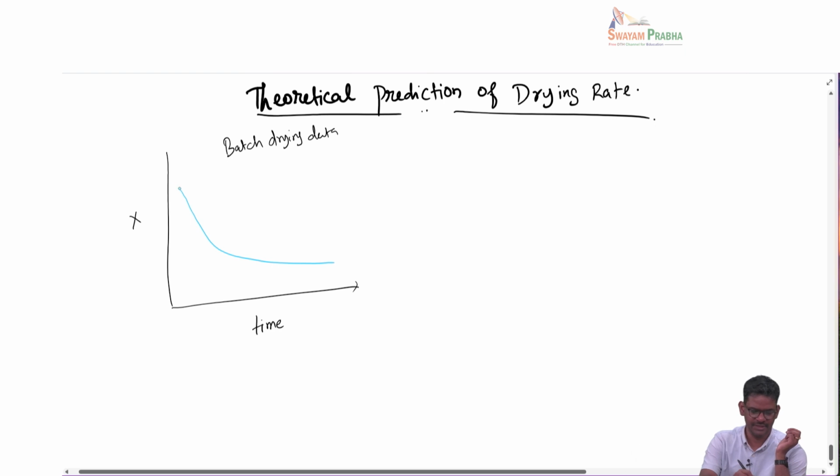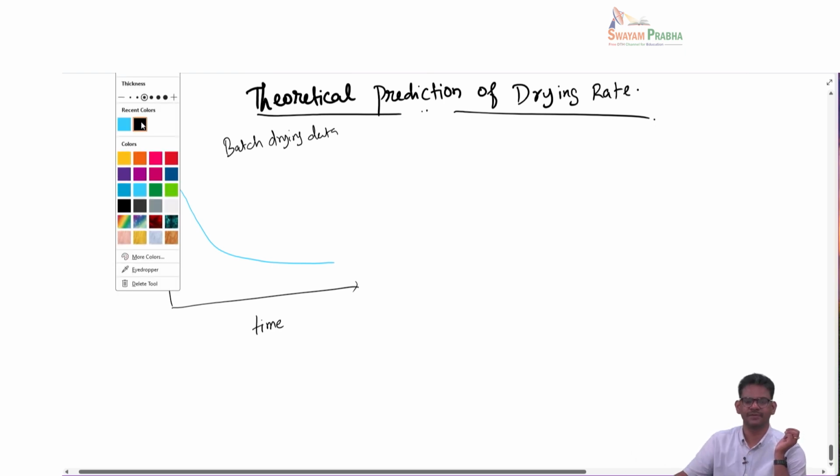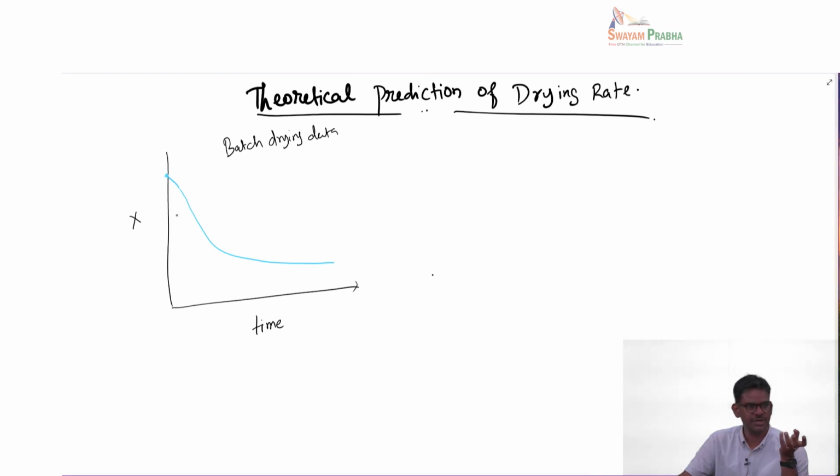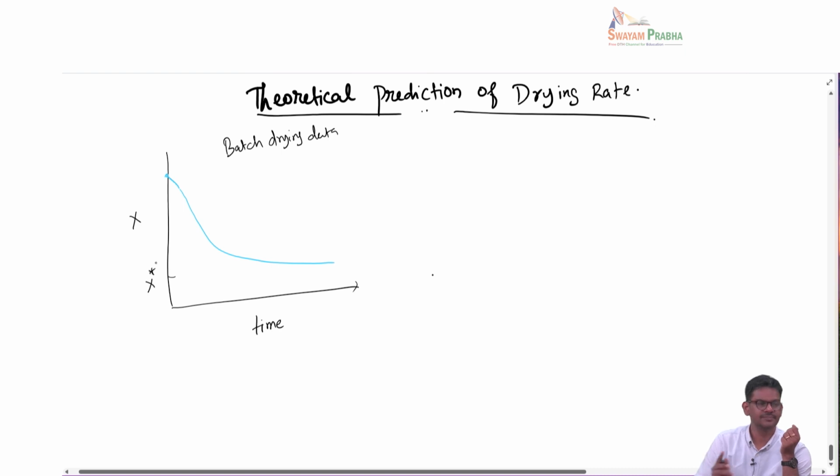The generic feature of batch drying data is something like this. Moisture starts at some initial value, and as a function of time the moisture content decreases and reaches a constant value. This constant value is what we call the equilibrium moisture content. No matter how long you expose the solid further, the moisture content is not going to decrease. That is the equilibrium moisture content for this drying condition.